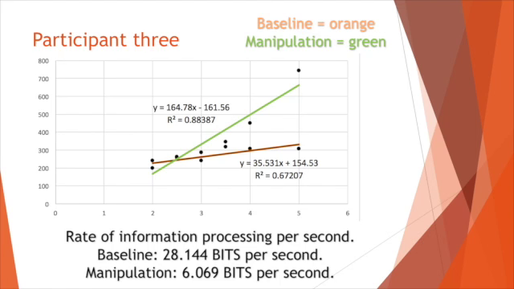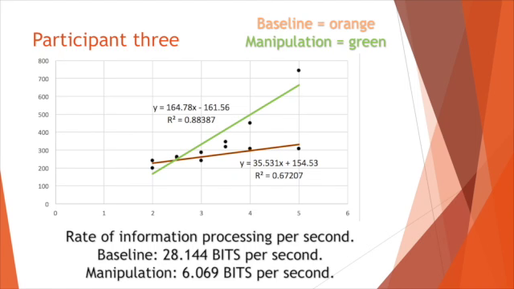And the R-squared value tells us the model explains 67.2% of the variability of responses around the mean. When looking at the rate of information processing for baseline, 28.144 bits of information is processed in 1 second. For the manipulation, the slope is 164.78 and the intercept is negative 161.56.